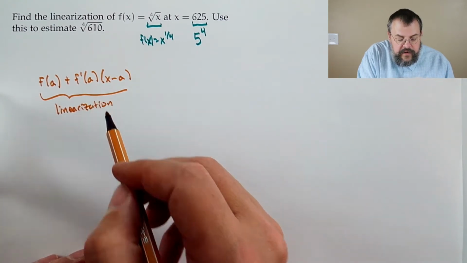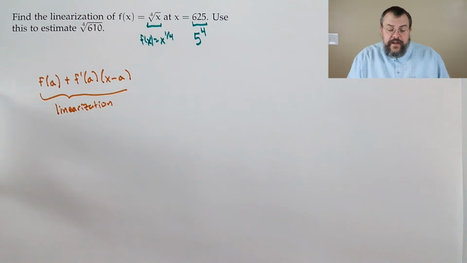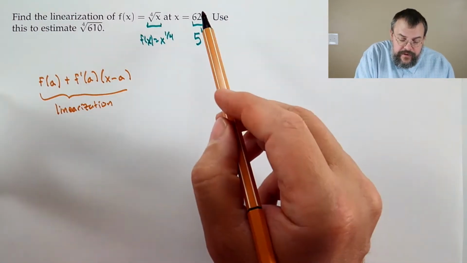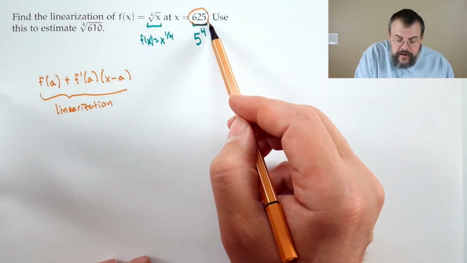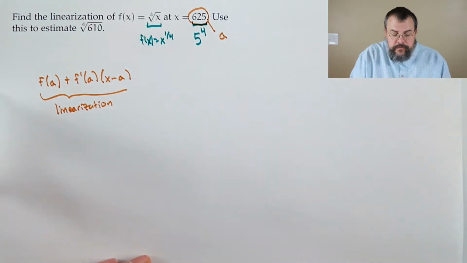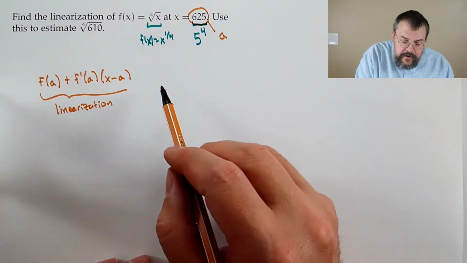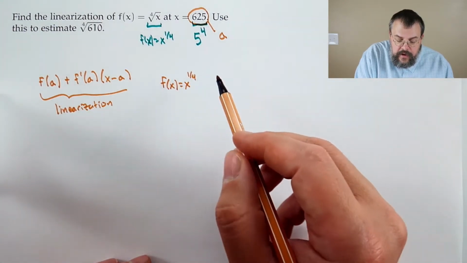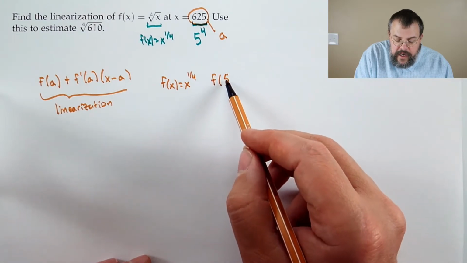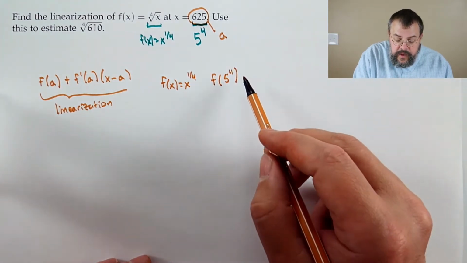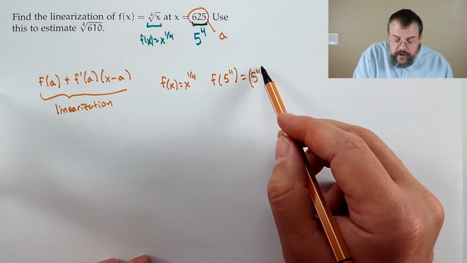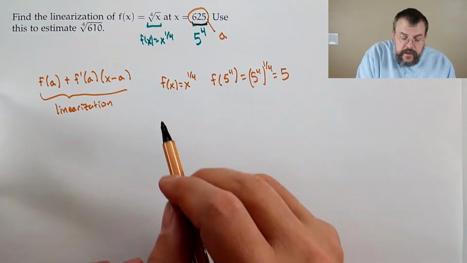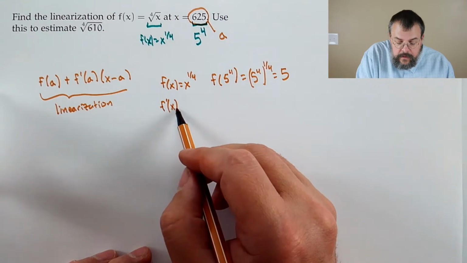All right, so what do we need to find? We need to find what is the value of the function at a, what's the value of the derivative at a. You might be saying, do we need to find a? Actually, it's given to us. It's right here. This is what a is. So this is our value for a. Well, some of this isn't so bad, because remember, we have f of x is x to the 1/4. So if I plug in 5 to the 4th, what would that be? Well, that would be 5 to the 4th to the 1/4, also known as 5 to the 1, or just 5.